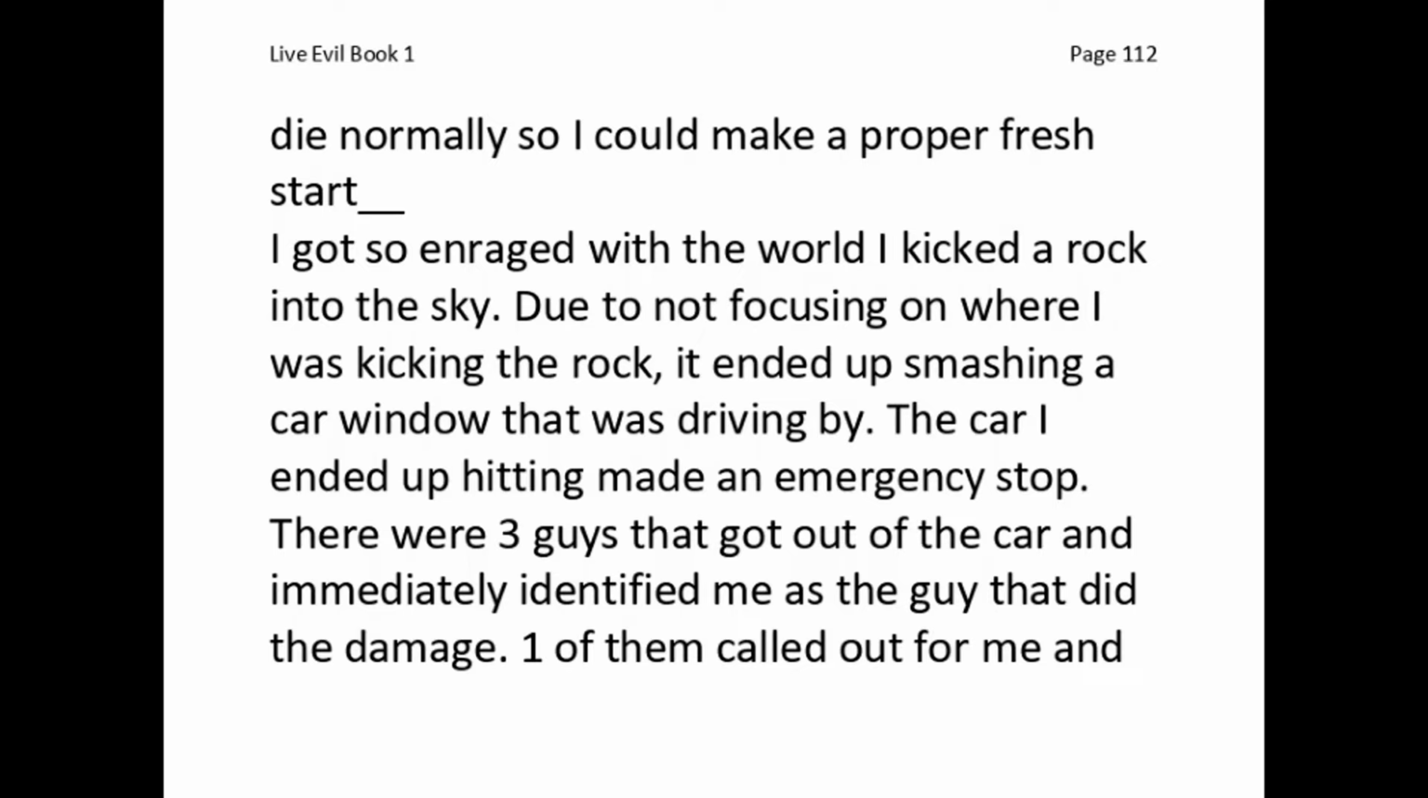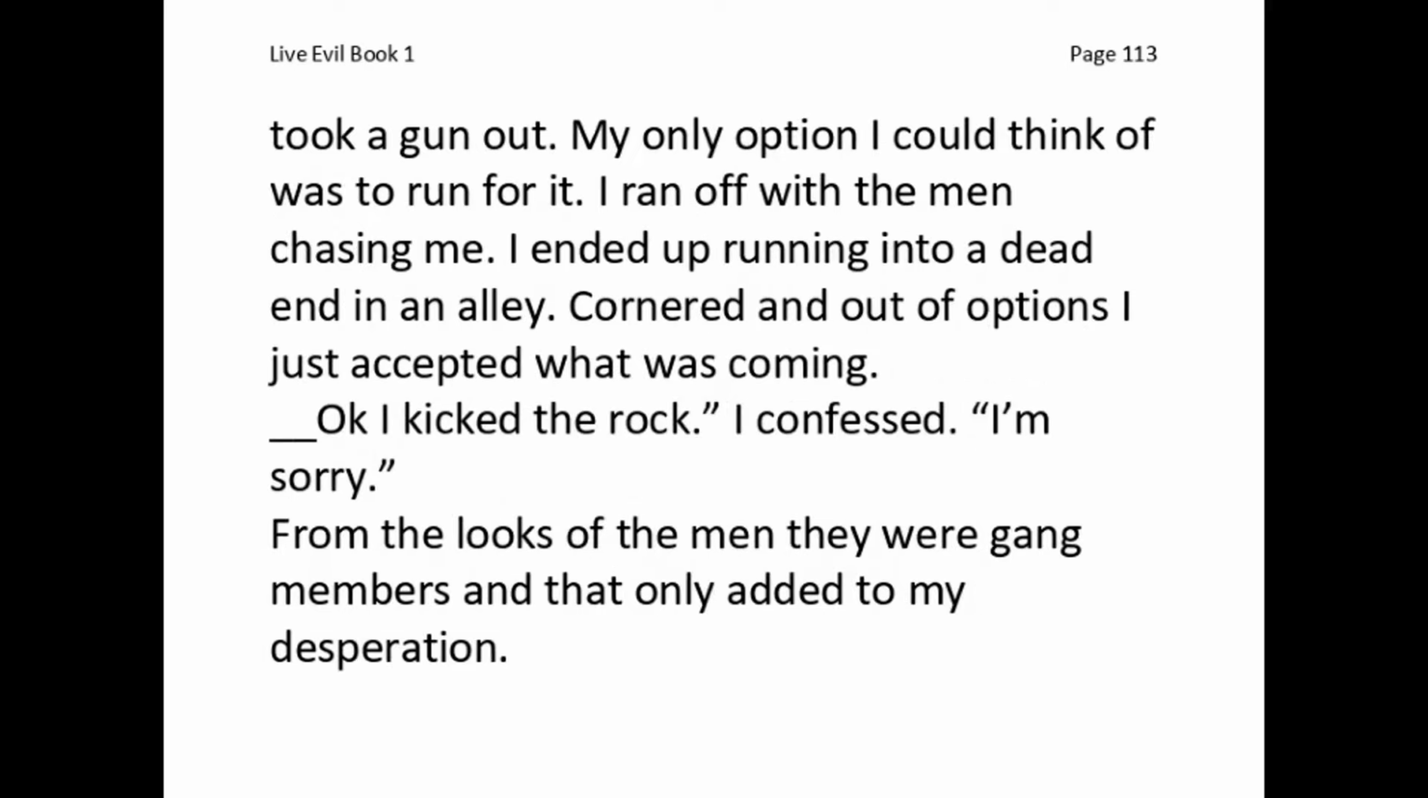One of them called out for me and took a gun out. My only option I could think of was to run for it. I ran off with the men chasing me. I ended up running into a dead end in an alley. Cornered and out of options, I just accepted what was coming.